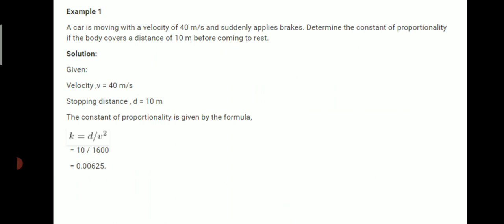These are some simple examples based on stopping distance. In this example, you will have to use the formula d is equal to k v square, and the constant of proportionality k is what you have to evaluate. For that purpose, velocity is given as v is equal to 40 meters per second and stopping distance d is equal to 10 meters, and you will have the solution k is equal to 0.00625.